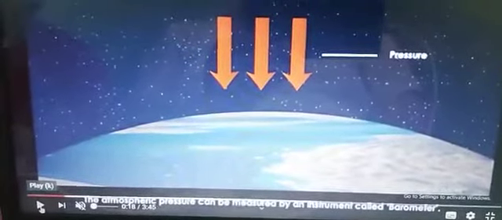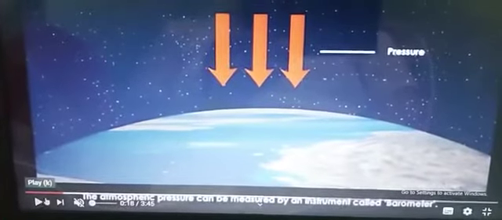Today I am going to do chapter number 14 from your geography book, atmospheric pressure. Children, as you can see in the slide, atmospheric pressure refers to the force per unit area exerted against a surface by the weight of air above the surface. Now pressure is expressed in millibar.